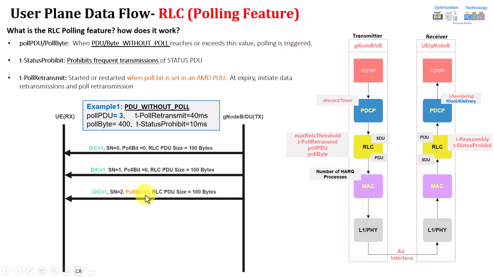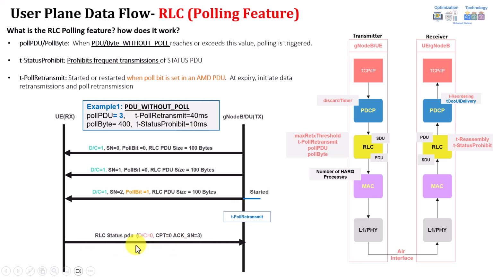Poll bit equals 1. This means now the gNB, the transmitter, is requesting the UE, the receiver, to send the feedback. So in this case, once it is sent, the T-poll-retransmit timer will start. And in case no feedback is received at all within this timer, all of this will be retransmitted again. I'll explain this one also in a different example.